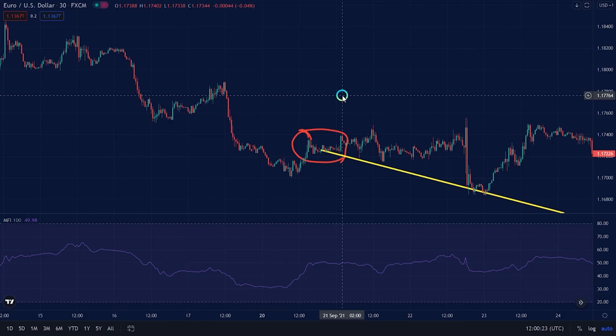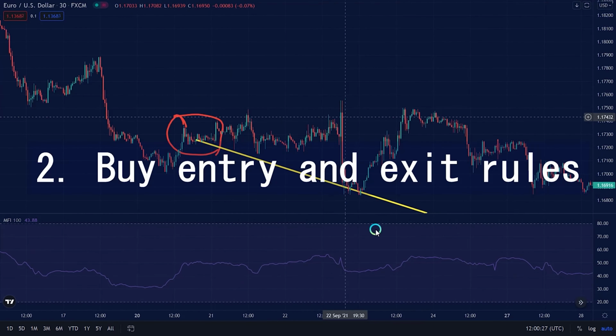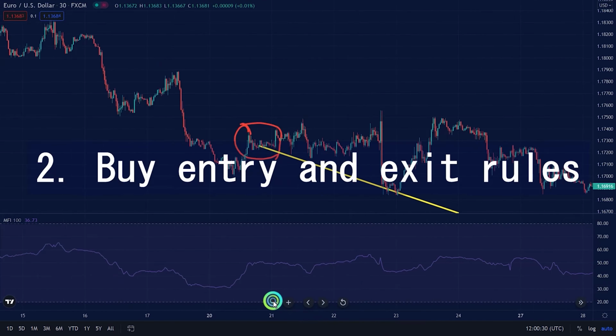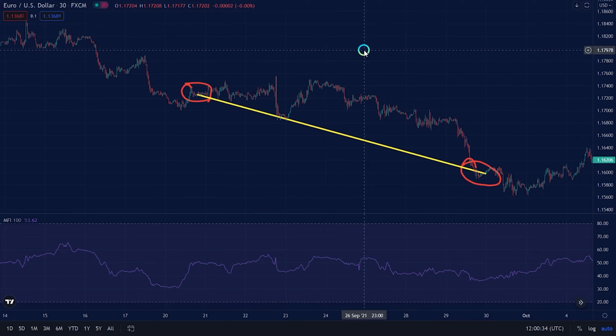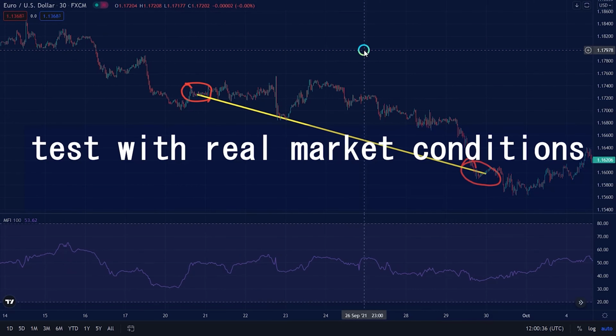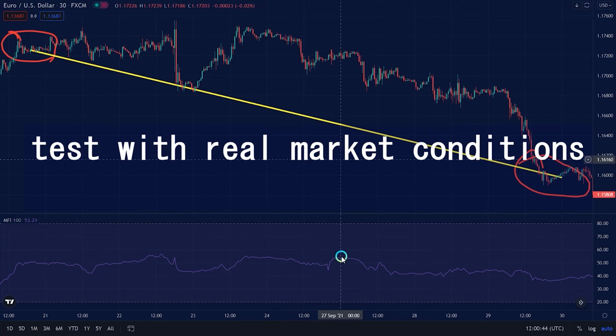First, I will tell you the sell entry and exit rules, and then I will tell you the buy entry and exit rules. And in the last part of the video, I will show you the real 99.9% tick data backtest with variable spread, commission and slippage that I have done on this strategy.